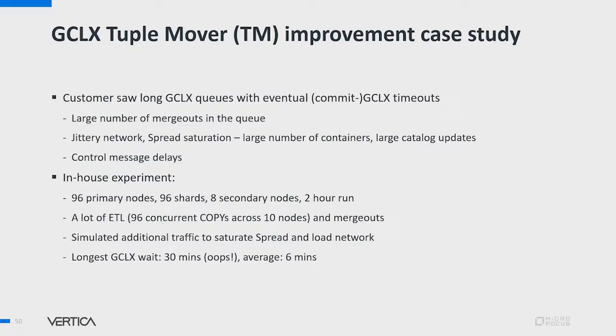And when we looked at the logs, we saw a large number of merge outs in the queue, and the network was very saturated. So we had a lot of control message delays. And we performed some in-house experiments to try to simulate the situation locally, and we saw similar things. So you can see that the longest GCLX wait time is 30 minutes, so this is the timeout. And the average time is 6 minutes. And you can imagine that having 6 minutes for the critical section is a no-no.